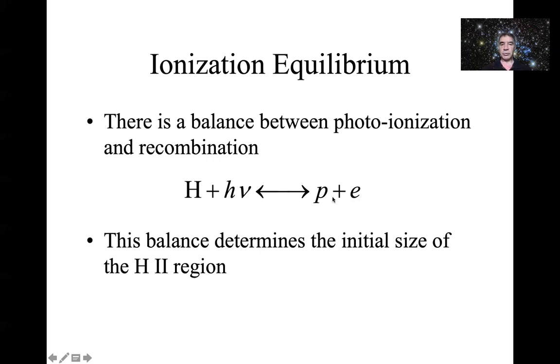But at the same time, there is recombination going on. So you can see the arrow is going leftwards as well. So an electron will encounter a proton and recombine to form a hydrogen atom again. And in so doing, it will emit some radiation, like a bound-free process. Okay. So it will emit some radiation. And the balance between these processes, basically, you can use that to determine the initial size that the H II region will have when the ultraviolet photon source of the star turns on.